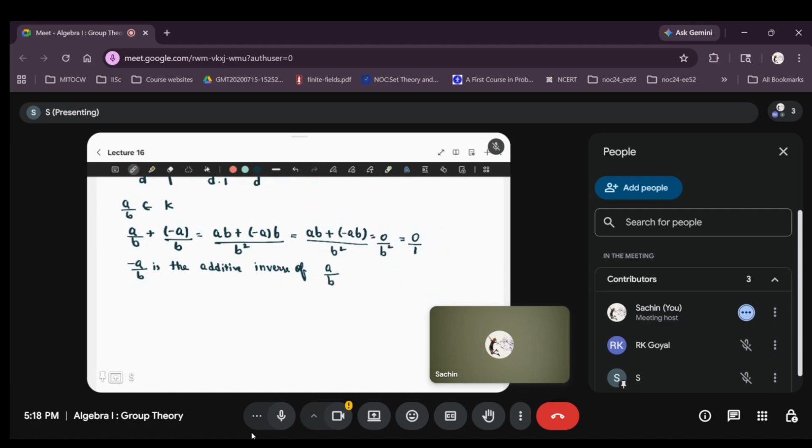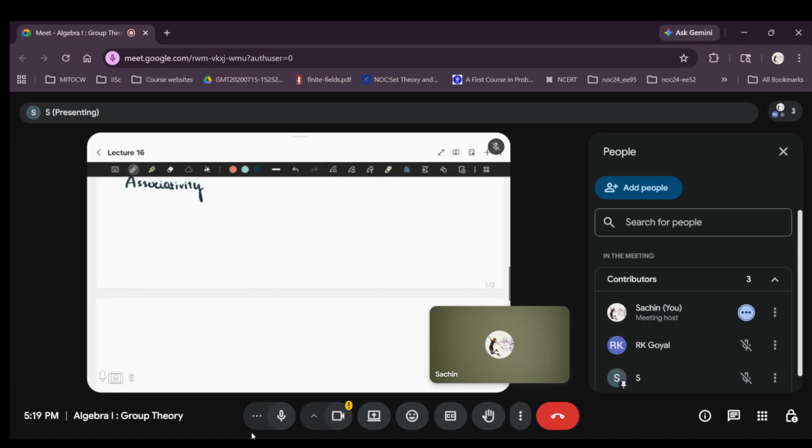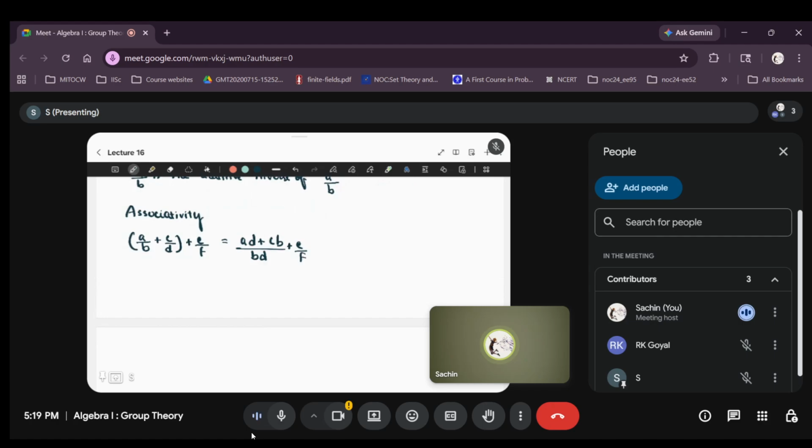Then we have associativity. For addition, we have to show that a by b plus c by d plus e by f is equal to ad plus cb by bd plus e by f, which is equal to adf plus cbf plus ebd divided by bdf.